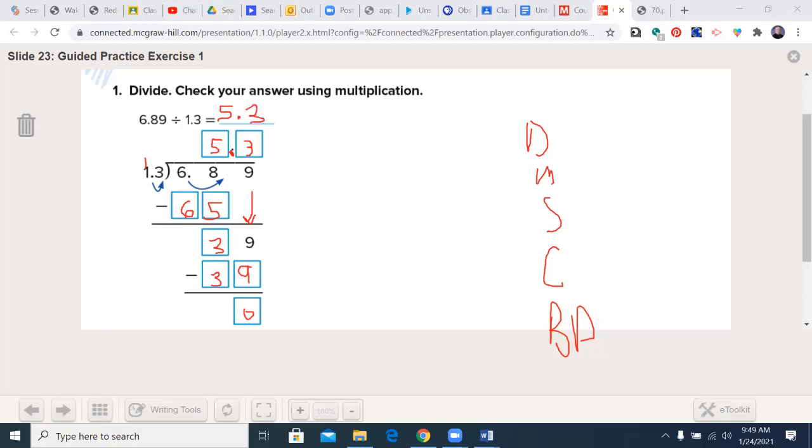So as you go through this, your knowledge of where to put the decimal point is the key detail. Everything else is standard. Go ahead and make sure that's written in. I'll give you a few seconds to do that before I move forward.